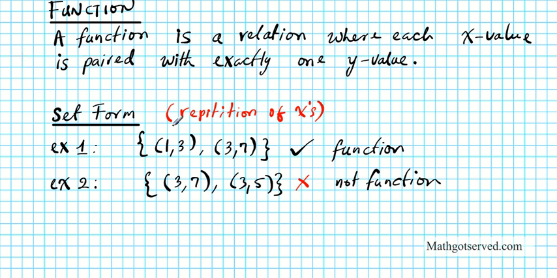For set form, which is a set of ordered pairs, repetition in the x is not a function. No repetition, function. Okay? All right.